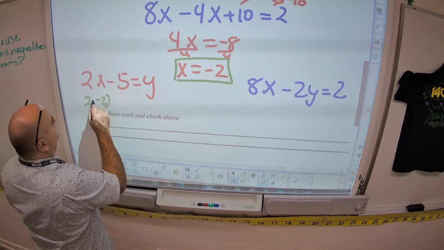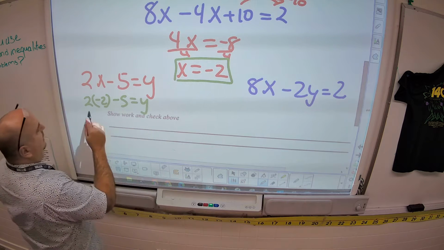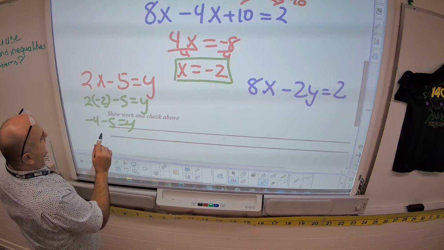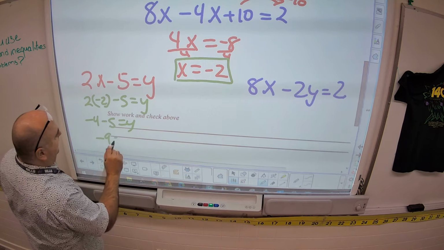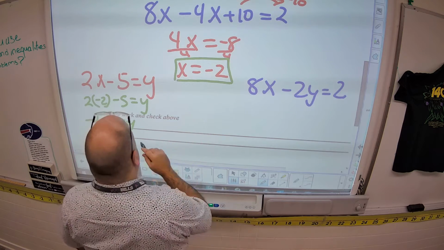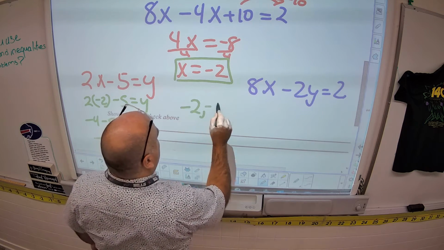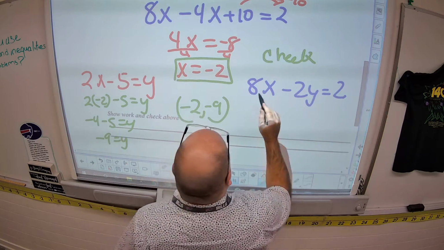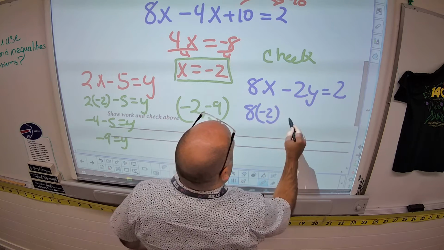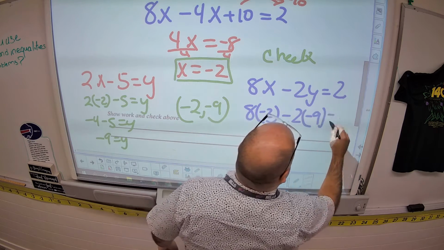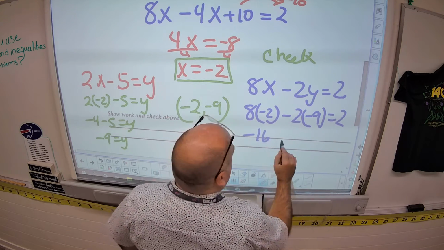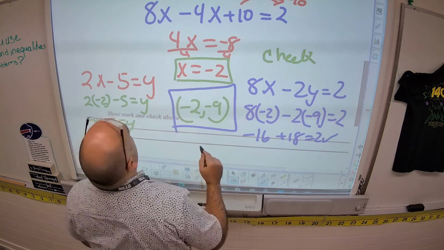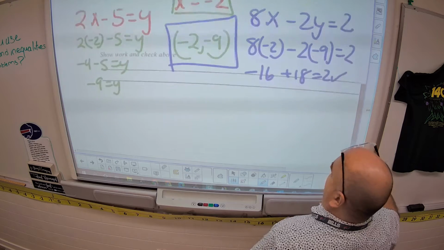So in this one, 2 times -2 minus 5 is going to equal my y value. When I do the math on this, I get -4 minus 5 equals y. Combine that, and if you use your calculator, fine, -9 equals y. So I'm pretty sure my answer is -2 comma -9, but I'm going to check it over here. 8 times -2 minus 2 times -9, does that equal 2? Let's hope so. I get -16 plus 18 equals 2, and that does check. So this is my answer. Moving on to the next question.